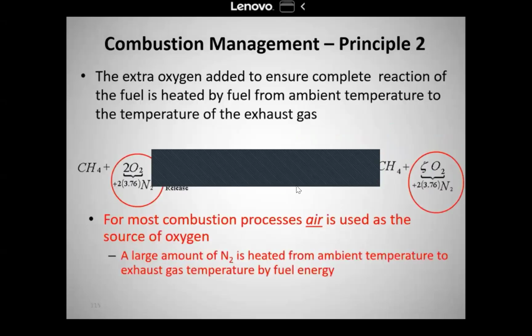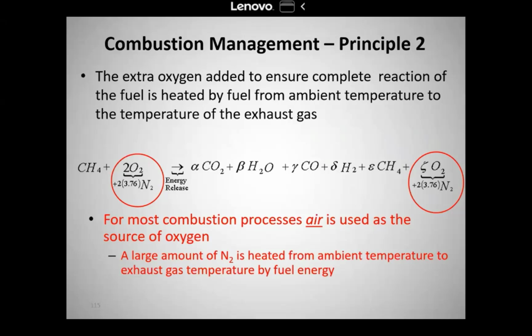Okay, combustion management principle number 2: don't put in any more extra air than you absolutely need. So be careful on how much you add. Extra oxygen added to ensure a complete reaction of the fuel is heated by the fuel from ambient temperature to the temperature of the exhaust gas, and then it goes up the stack.